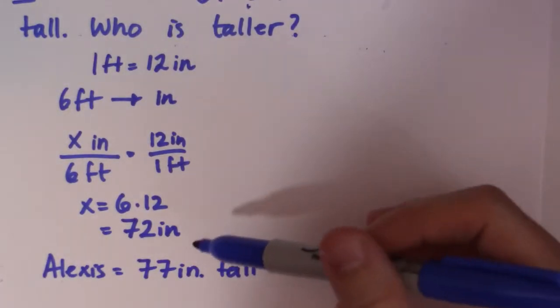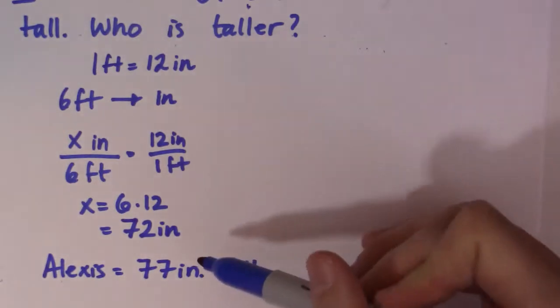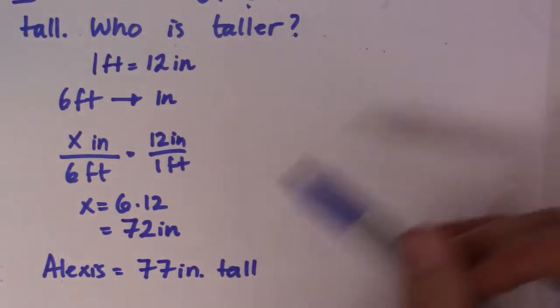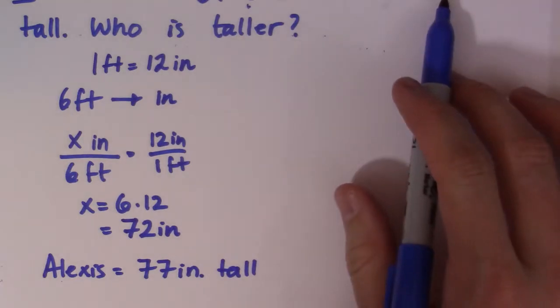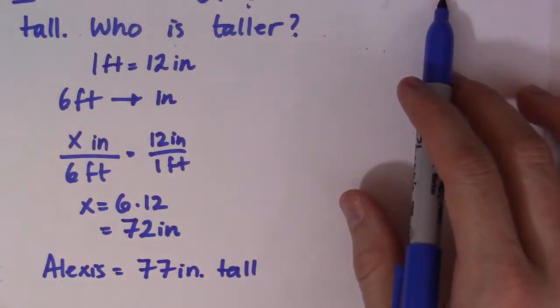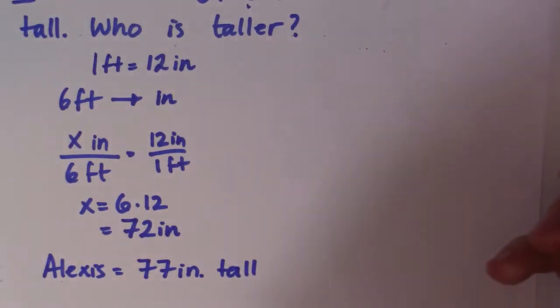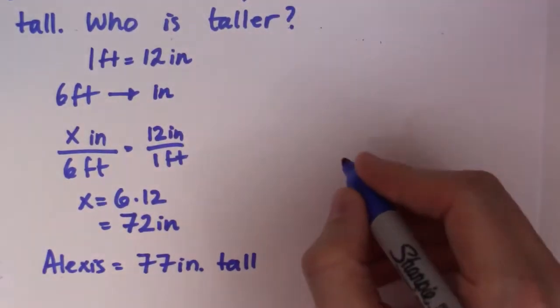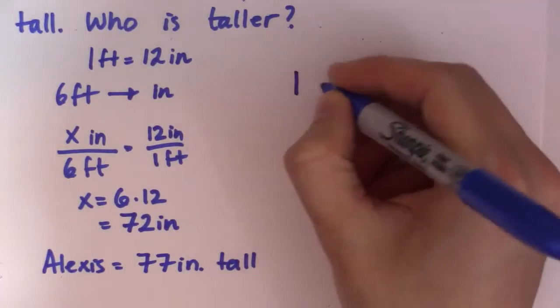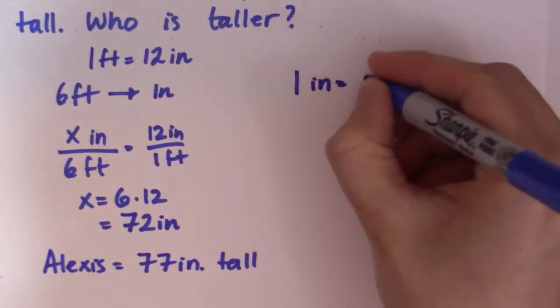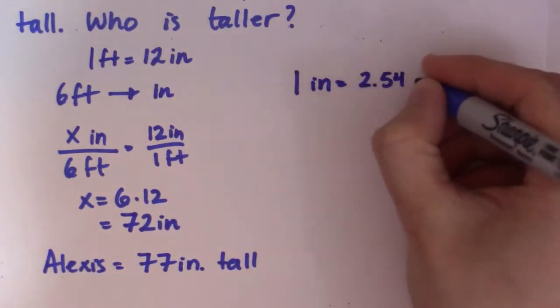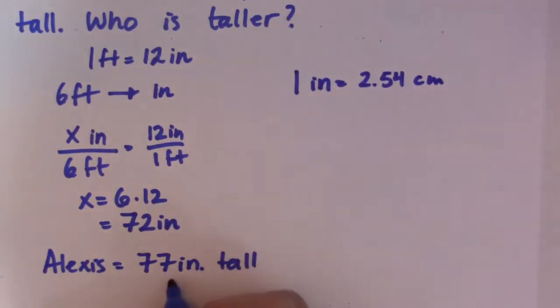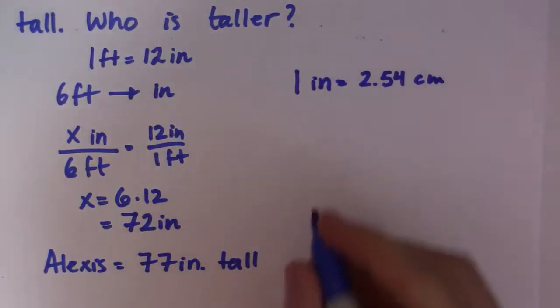So what we can do is either change the 77 inches now to centimeters, or we can change the 220 centimeters to inches. So it doesn't really matter. Really, it's no different of a calculation. We'll use the fact that 1 inch is equal to 2.54 centimeters. So I'm going to change this to centimeters. So let's just keep going with that number.